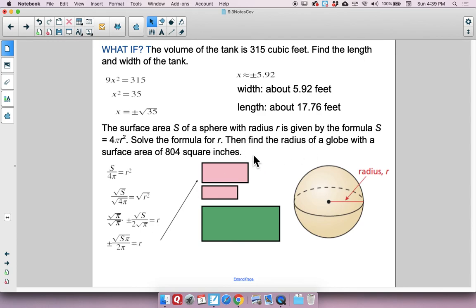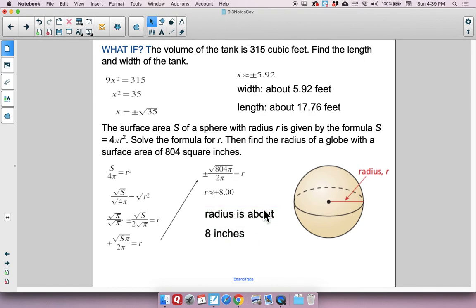And then to do the second part, that's the easy part, right? We're just going to plug in 804 for what? Hopefully you said s, because s is the surface area. And we would go from there, and we get plus or minus 8, approximately. So that's our radius, about 8 inches.